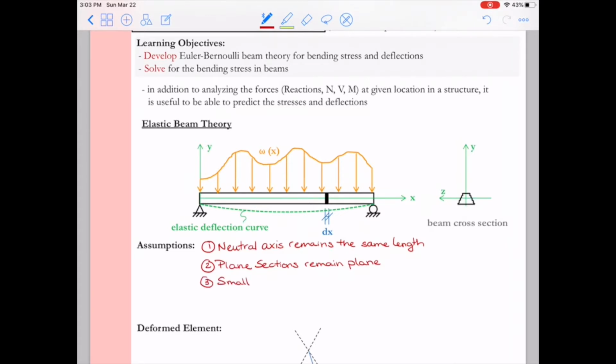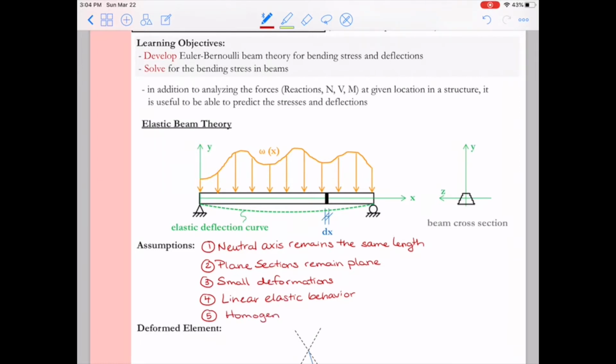3, small deflections, right? So we're going to have small deformations in all of these things. And basically that's one to 2 orders of magnitude smaller than the length of the beam. Number 4, we're going to assume linear elastic behavior. We're going to make sure that we're not into the inelastic part of the stress-strain curve. We're going to stay where stress is directly proportional to strain. And the final assumption, number 5, is that we're going to use a homogeneous material.